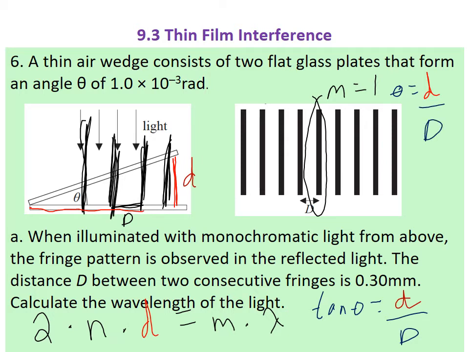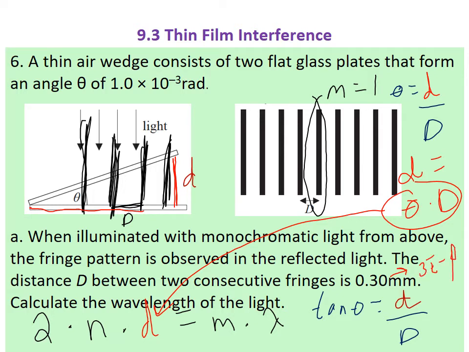So little d, sorry about the bell, is theta times capital D. So I will replace theta times capital D with little d, and then I will solve for lambda. Make sure to convert capital D to 0.3 e negative 3, so that's 3 e negative 4. And n for air is 1.